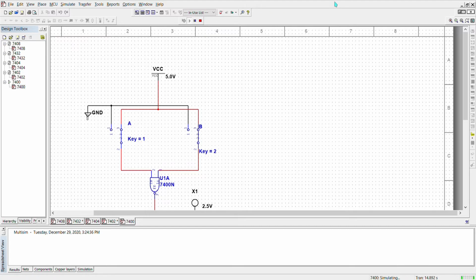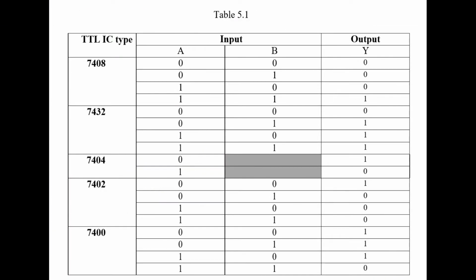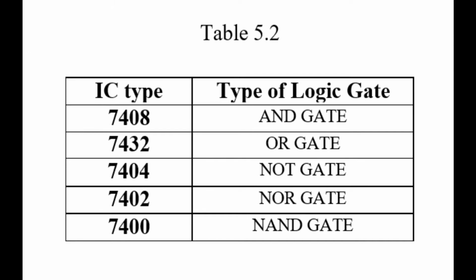Make sure to record all the data. Here is all of the data of the experiment that I already recorded. Let's take a look. After reviewing the data, now we could identify the type of logic gate for each IC type.